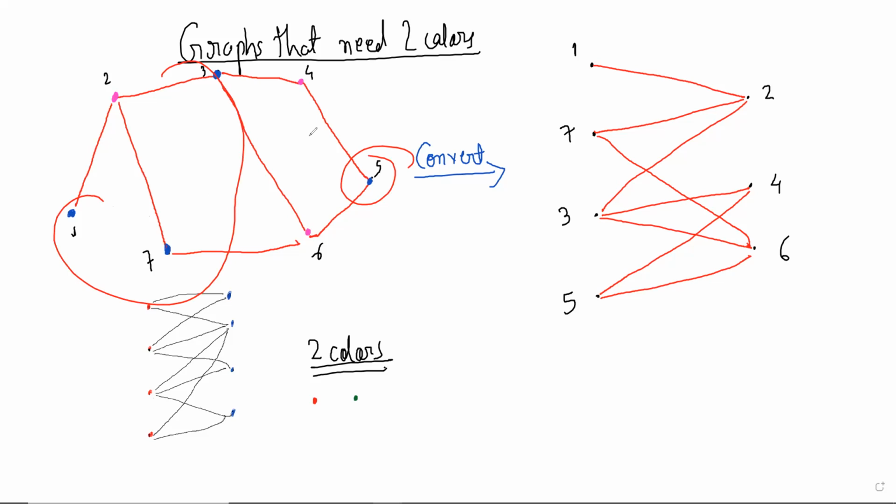Now, it is true that any graph that needs two colors can be drawn in this way, and you can probably imagine how. But just think about it, okay? So the question is, any graph that can be colored with two colors can be drawn in this way. You can just put everything of one color on one side and another color on the other side. But that's about it. That we can do at this point.